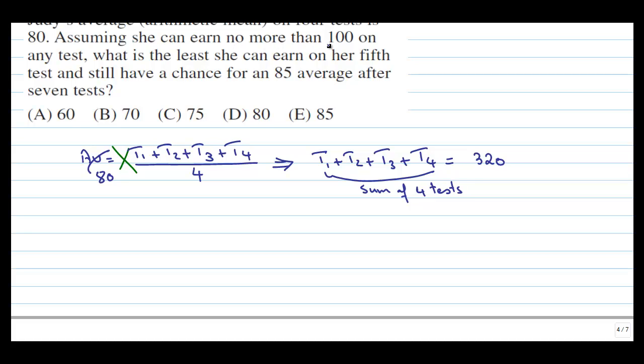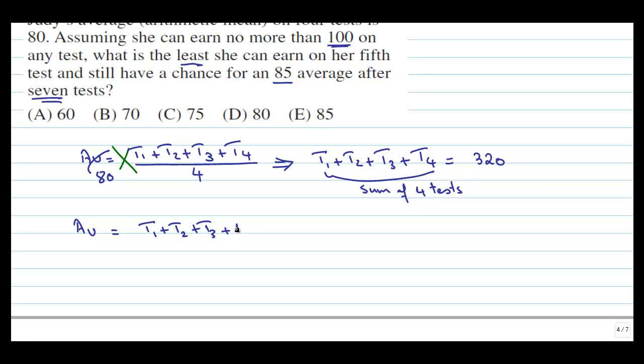It says assuming she can earn no more than 100 on any test. That's the highest she can get. What is the least she can earn on her 5th test and still have a chance for an 85 average after 7 tests? Now in this question you can see that eventually she will do 7 tests and she wants to get 85% as an average in the 7 tests.